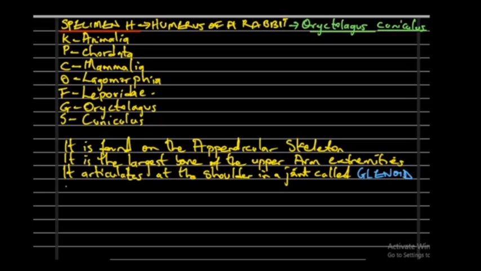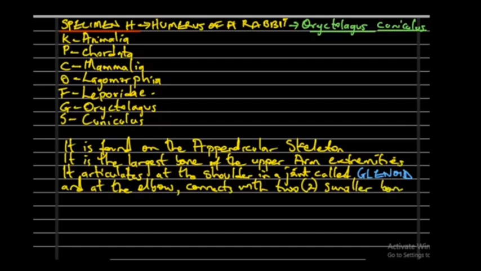And at the elbow, it connects with two other smaller bones. Smaller bones just compared in size, which are the radius and the ulna. The radius and the ulna. I will show them to us shortly. Now, let's describe the humerus very well.